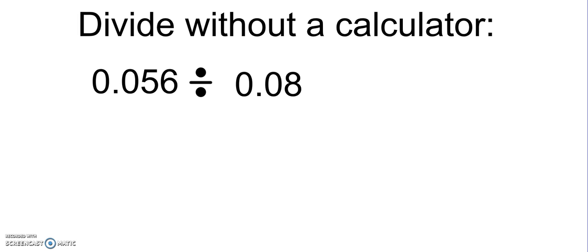This time it's decimals. So the first thing I need to do in order to do this problem, I'm saying without a calculator, but you will have a bunch of choices. If I'm going to do this problem, I know that the first number goes on the inside, on the inside of what I call a house. So you have to write it very carefully.